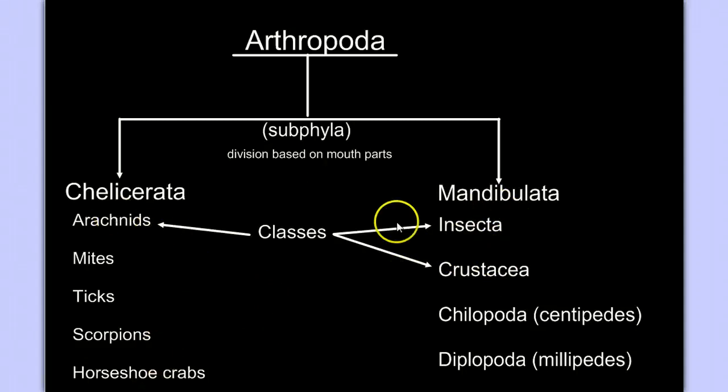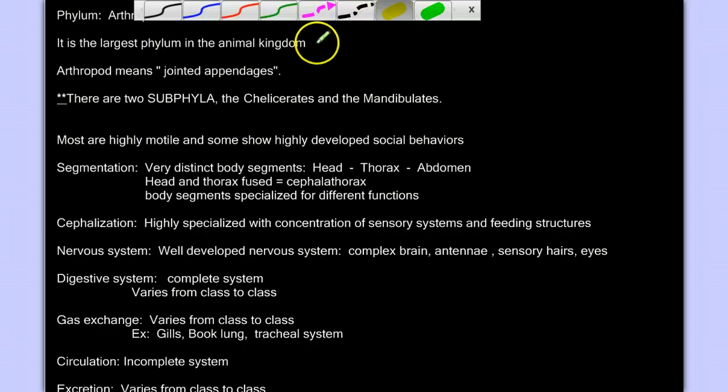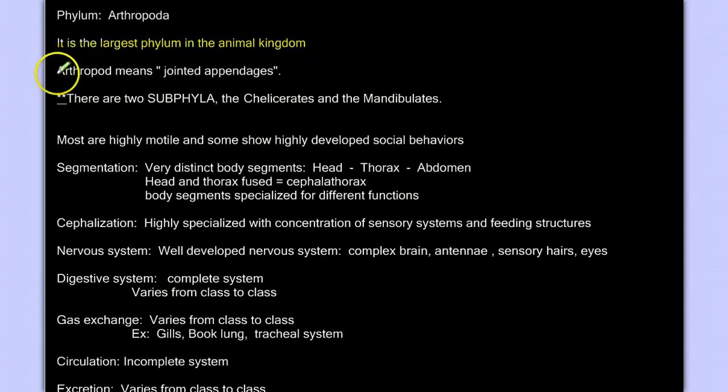So before we start talking about these specific classes, let's do a quick run-through of what we know about arthropods in general. We said that arthropods are the largest phylum in the animal kingdom, that the word arthropoda means jointed appendages, that we have two subphyla, the chelicerates and the mandibulates, and the difference is based upon the mouth structure. We said that for the most part, the arthropods are fairly motile and some show highly developed social behaviors. We see a very distinctive segmentation in arthropods. It may differ from group to group, but these different body segments will have specialized functions. We'll talk about that more as we get into the different groups.